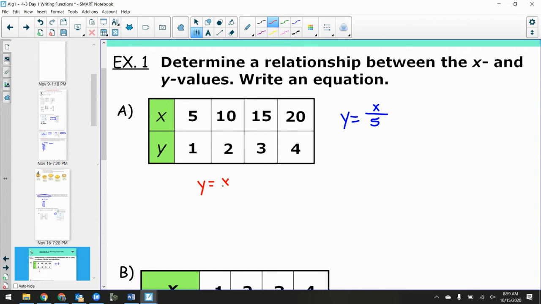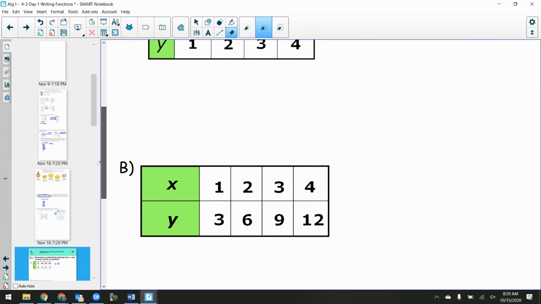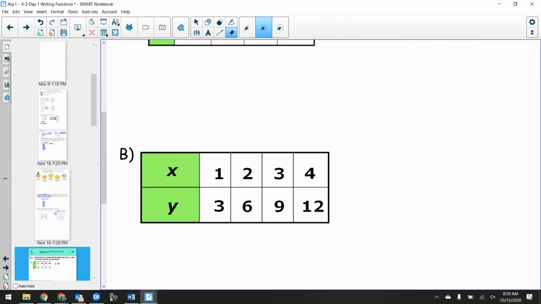Here's what would not work, right? y is equal to x minus 4. Does that work for 5? Does that work for my first piece of data? Yes, but does it work for all? No, it has to work for all. Good. Okay, there's my equation. y is equal to x divided by 5. Okay, so what's my next one?